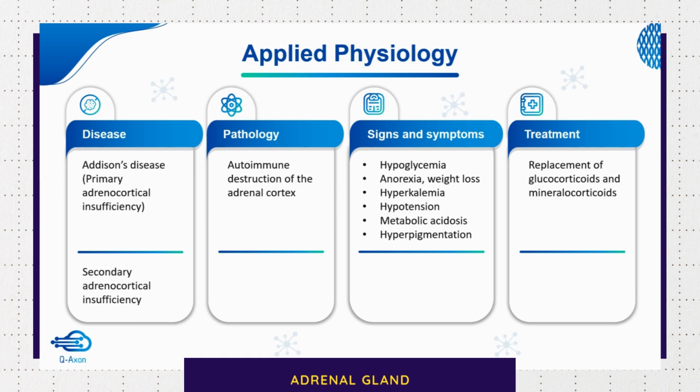Then we have this secondary adrenocortical insufficiency, pathology being primary deficiency of adrenocorticotropic hormone, and signs and symptoms are similar to Addison's except they don't have hyperpigmentation.